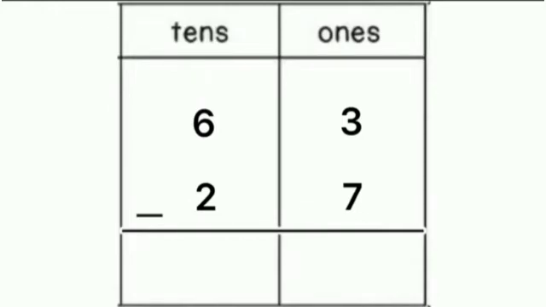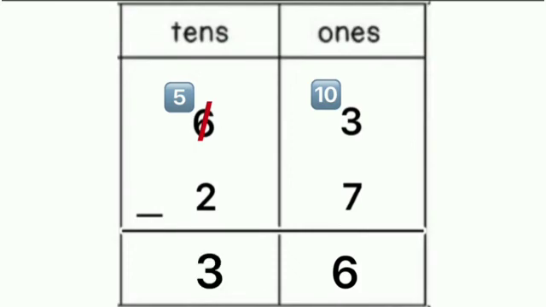Yes, we borrow 1 ten as 10 ones from the tens place and carry to the ones place. 1 ten plus 3 ones and it will become 13 ones. Now 13 ones minus 7 ones and it will be 6 ones. Students, in step 2, what should we do? Yes, we subtract the tens. 5 minus 2 and it will be 3. And so the answer is 36.